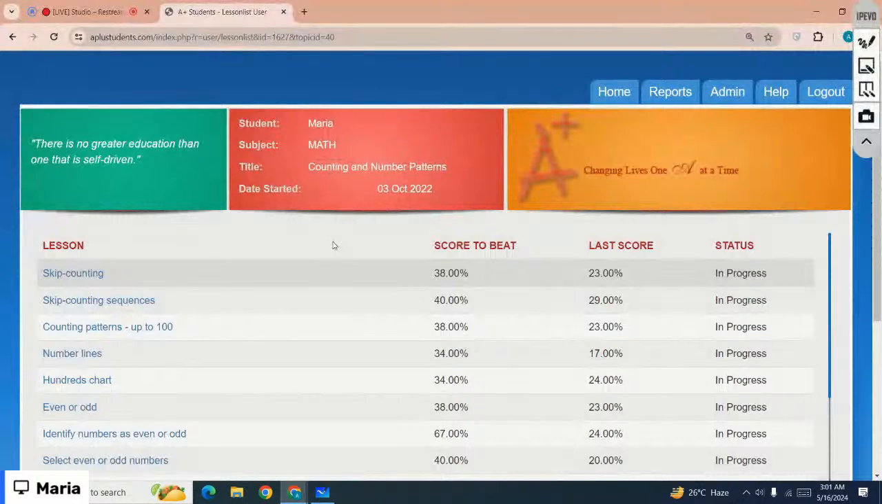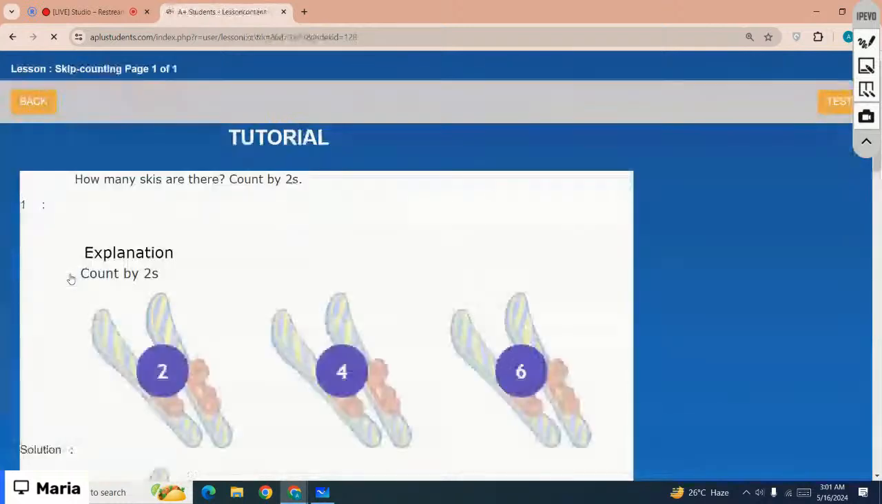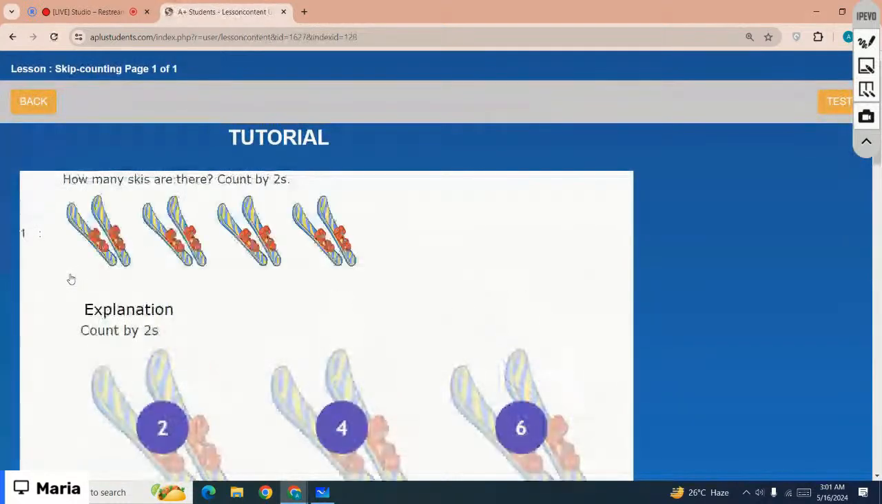Let's just start with the lesson. Here I'm on grade 2 math. The chapter we're on right now is counting and number patterns. Let's just start with the first lesson, that is skip counting. Okay, how many skis are there? You have to count by twos, right? Counting by twos means you have to skip, like the first one is 2.